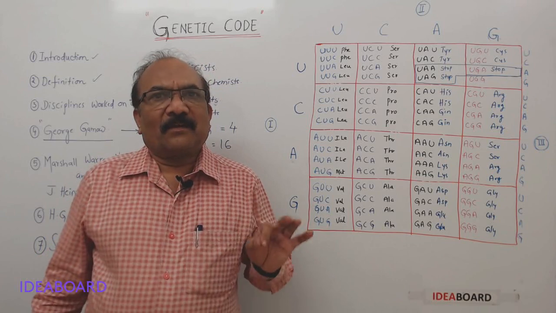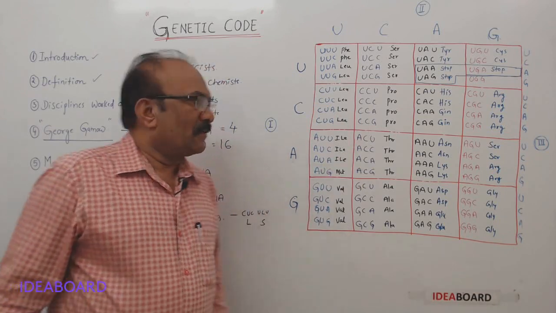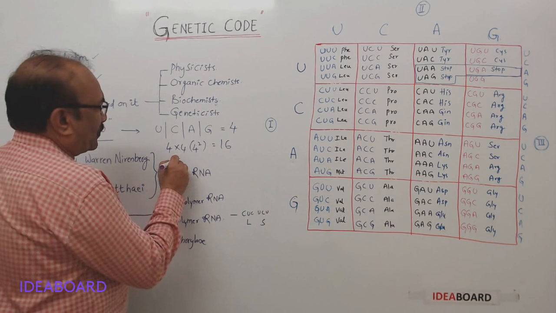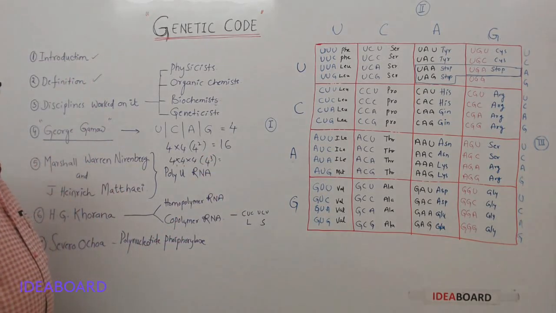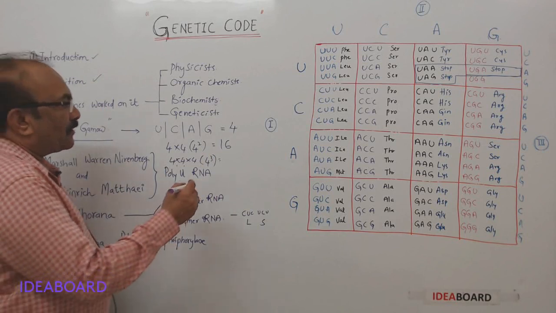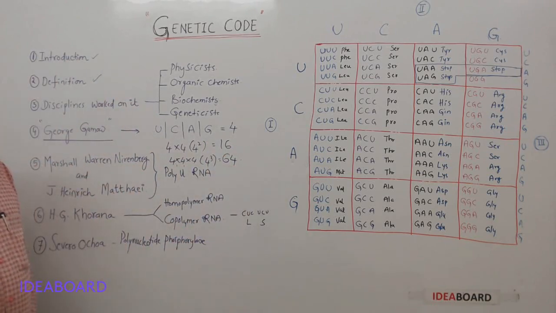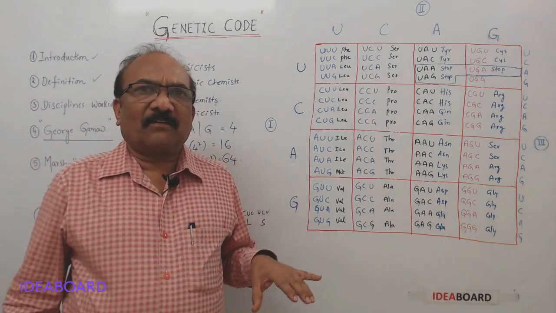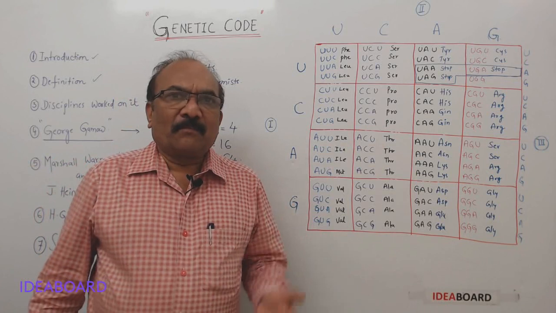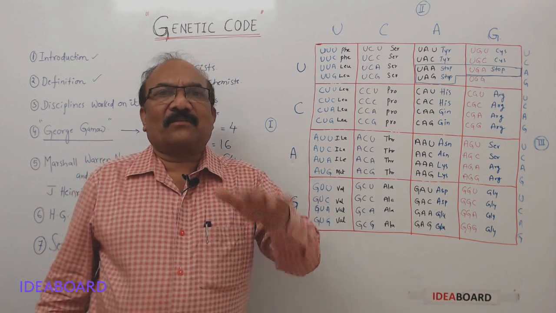That's why at this moment George Gamow made a bold proposition. He said that it should be 4 into 4 into 4, that is 4 cube, and that results in the formation of how many codons? 64 codons. Is it sufficient, insufficient, or more than sufficient? It is more than sufficient, because there are only 20 amino acids and the number of codons that we are getting is 64.